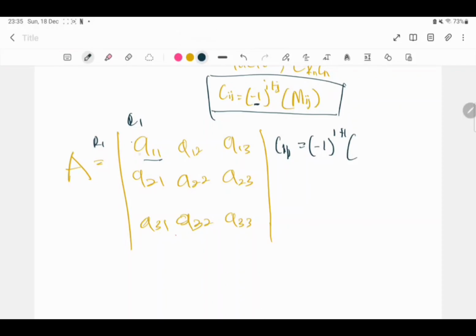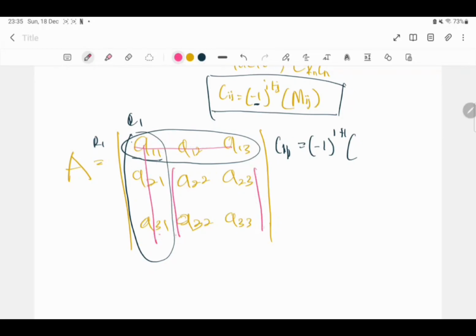We can see before this, we circle row 1 and column 1, and we neglect the circle. We see the remaining elements. We multiply and subtract: A22 times A33 minus A23 times A32. So this is the formula of the cofactor.